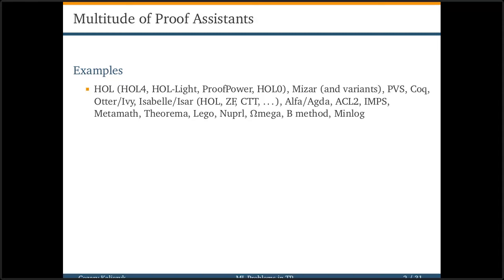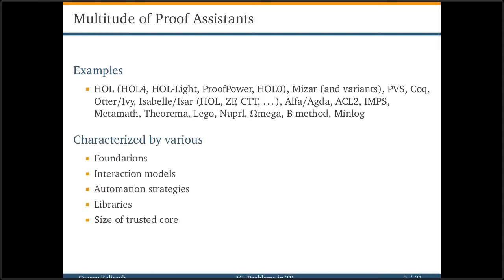The main characteristics, and I'll dive into the details, are going to be the foundations. So what logic does it implement? There have been foundation wars forever, so I will not go into the foundation war here, whether type theory is better than set theory or so. I will not discuss this at all, but just mention what is possible in one or in the other.